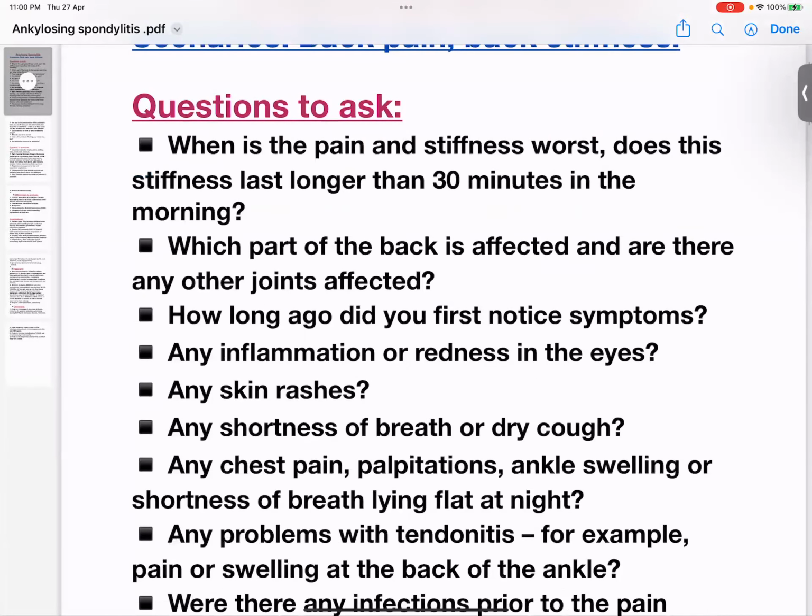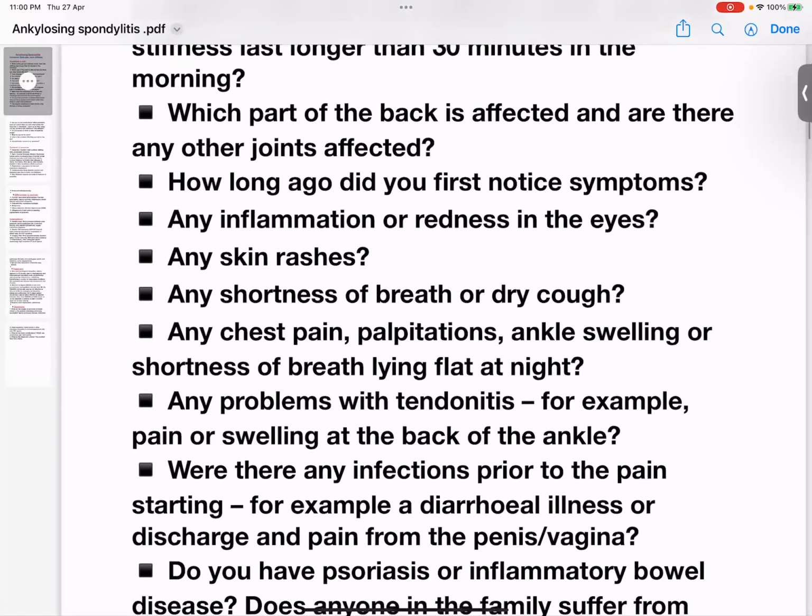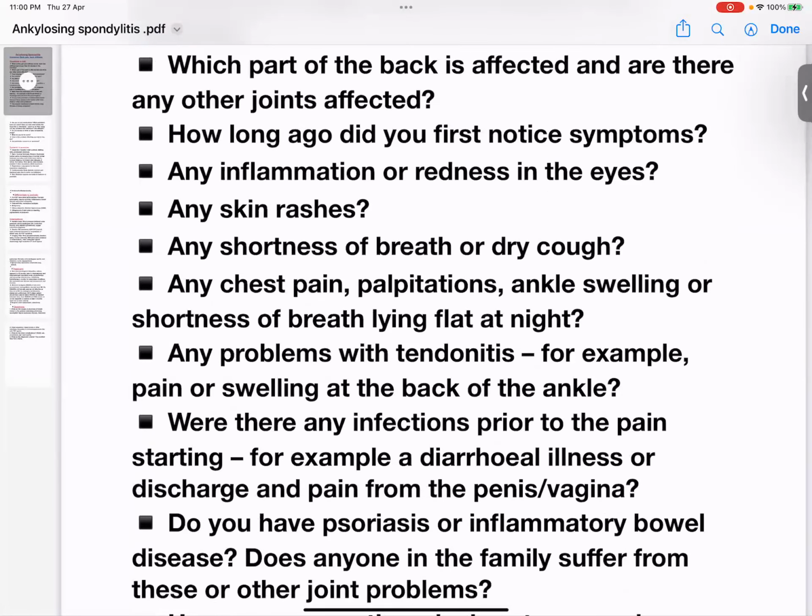Questions to ask: when is the pain and the stiffness worse? Does this stiffness last longer than 30 minutes in the morning? Which part of the back is affected? What other joints are affected? How long ago did you first notice the symptoms? Any inflammation or redness of the eyes?